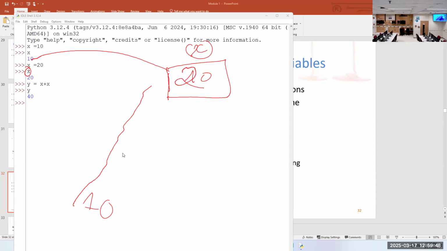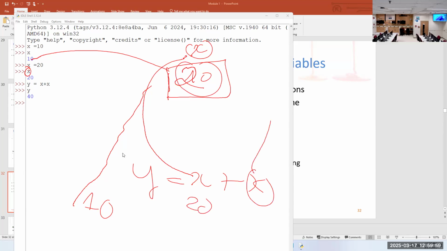All right, so now y equals x plus x. You take out of the memory location named x the value 20, and again take out the value 20, and do the processing. I have 40. So that's the variable. Remember, a variable is something changeable, and it's a named memory slot in the memory.